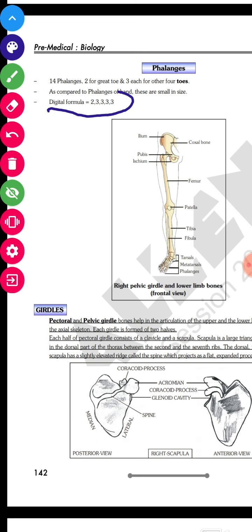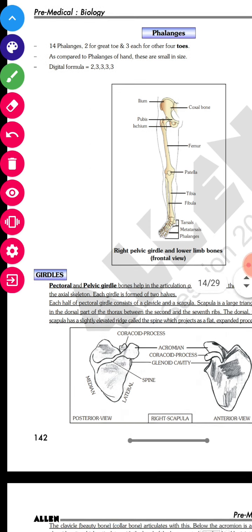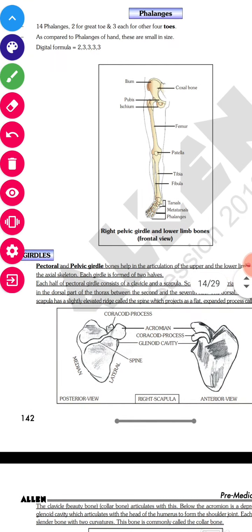Now digital formula and phalangeal formula, what are both? Both are the same. So whatever is asked, digital or phalangeal, you are going to write the same thing. So here comes an end to the hind limb.